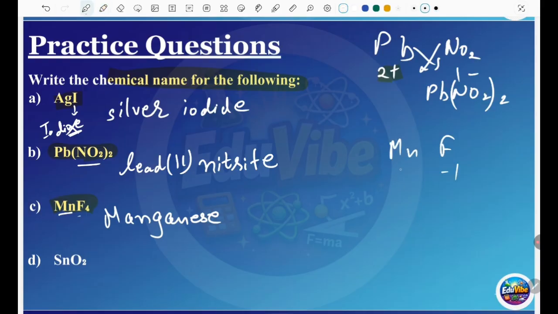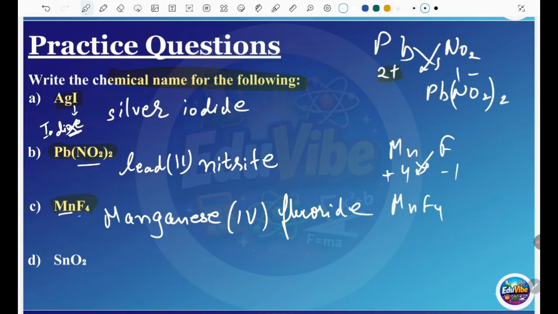Fluorine has a -1 charge, so this manganese has a +4 charge. So then this will be converted, and we get Mn4. This means manganese also has the charges of two. So we have to write that 4 like this, and then we have to write fluorine. We have to ignore the "ine" and we get fluoride. So it's manganese fluoride.